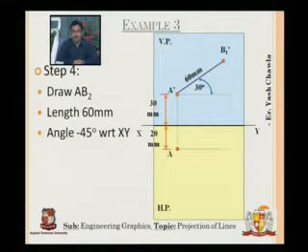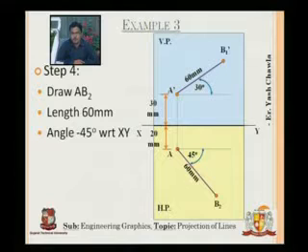So again, I'll take a line parallel to XY, and this line is AB2, which is at an angle of 45 degrees, and the length is 60 mm. Okay, so these are my intermediate views. What I did is that I divided the problem into two parts. First I took the line only inclined with HP, and then I took the line only inclined with VP, and I drew both the sections. That is my intermediate view.